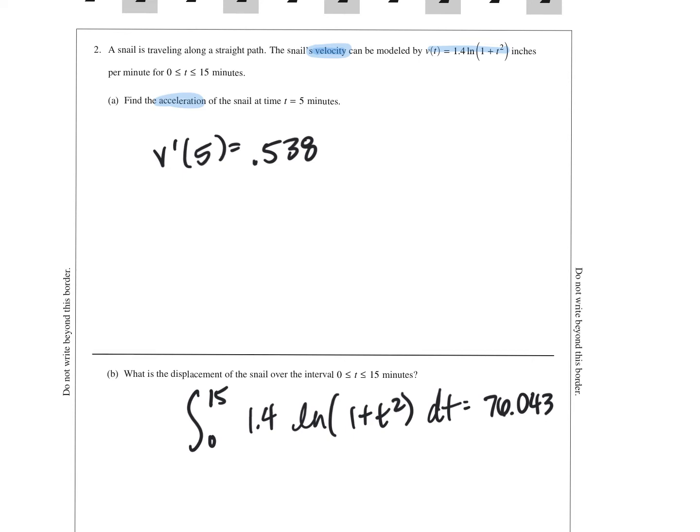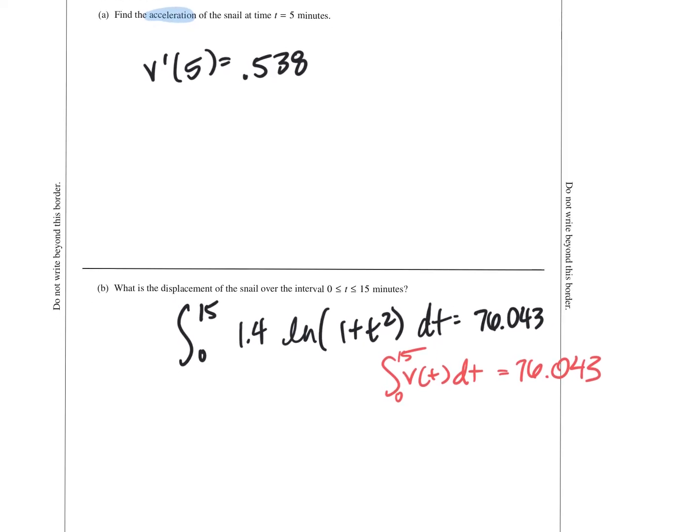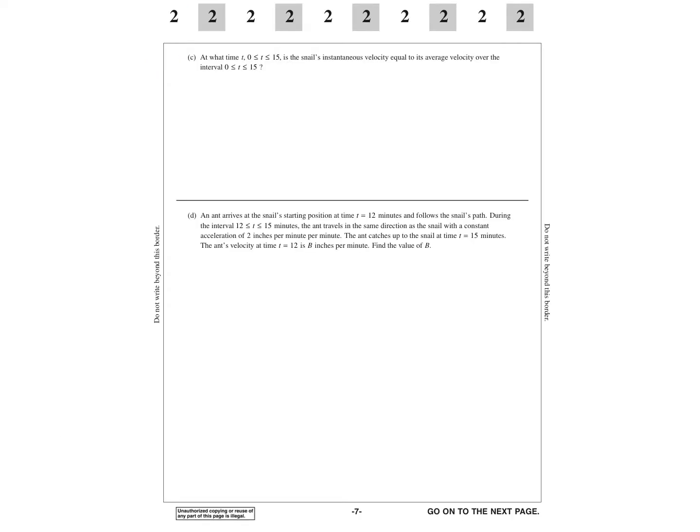You put like the integral of V of T. Perfect. Yep, he's saying, let's go ahead and just do integral of V of T. You can leave off the DT. They anticipate you doing that. That is totally fine, bud. 76.043. Next page. Didn't we find that the snail went 76.043? I don't know what kind of units we're talking about. Inches. So we're still talking about my snail.